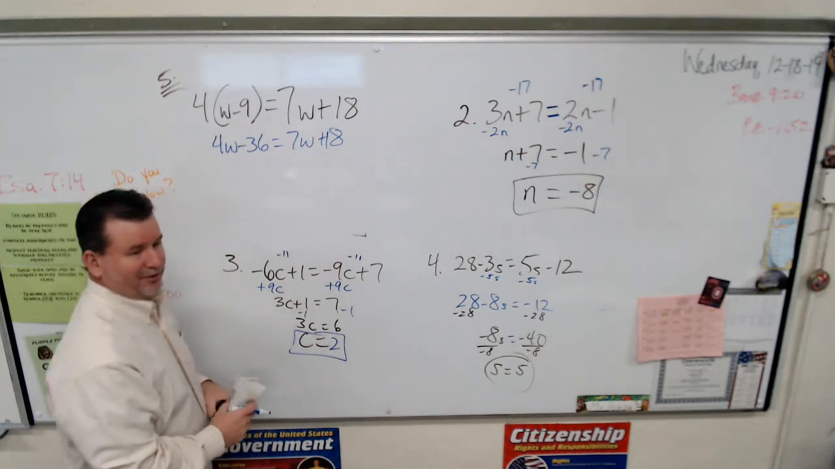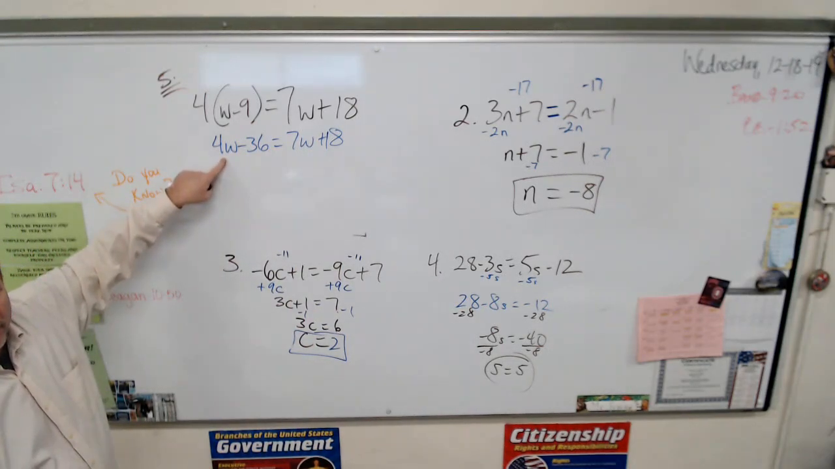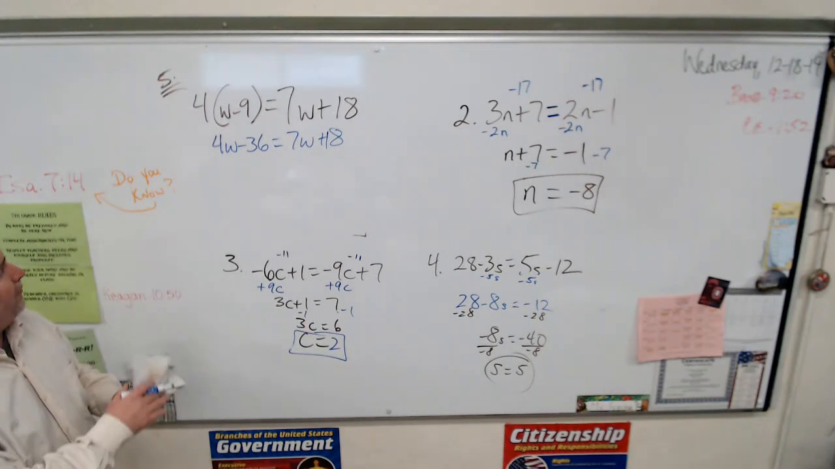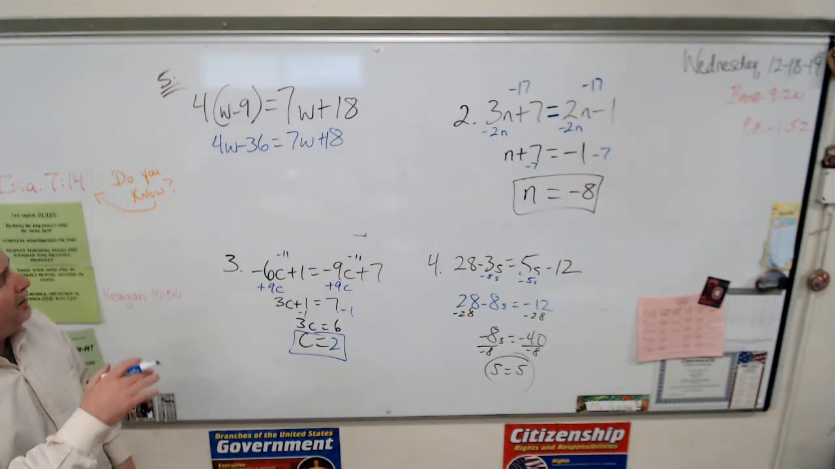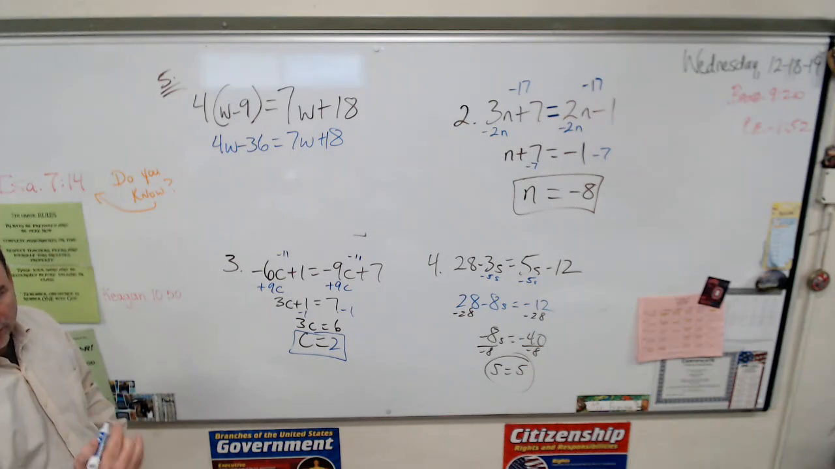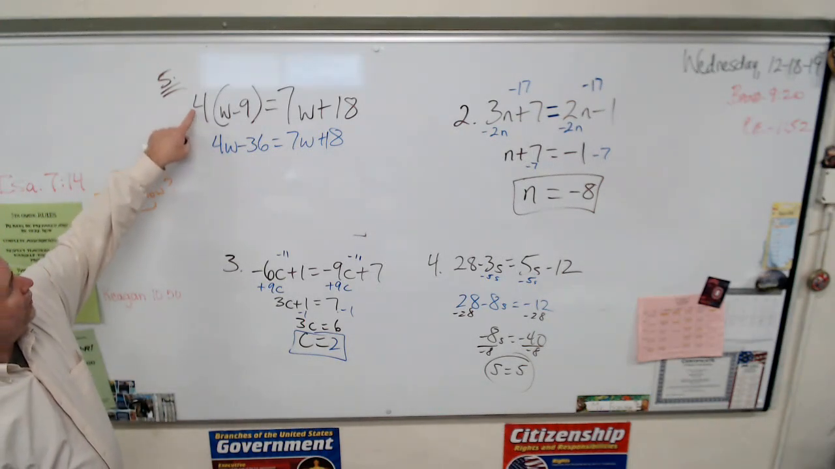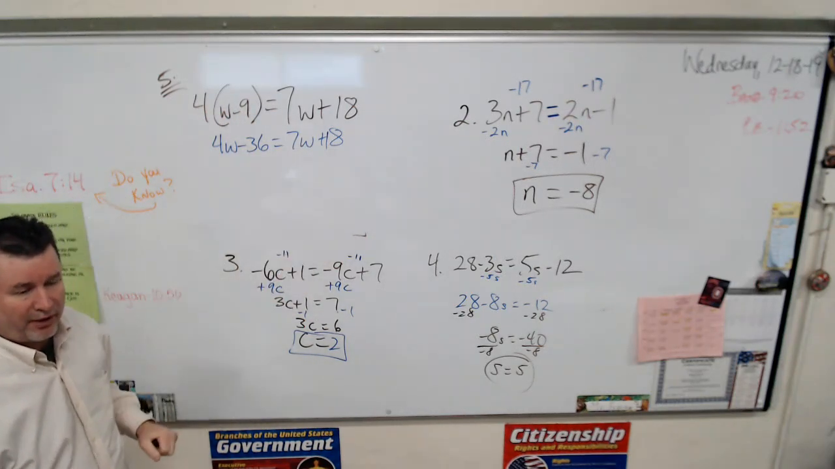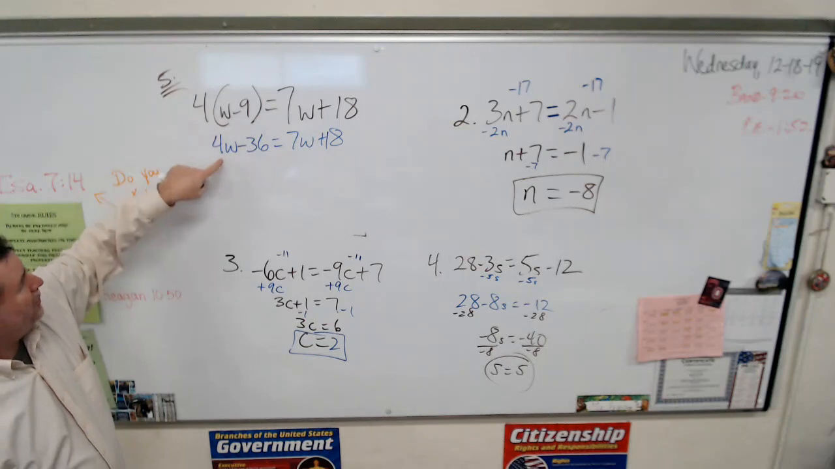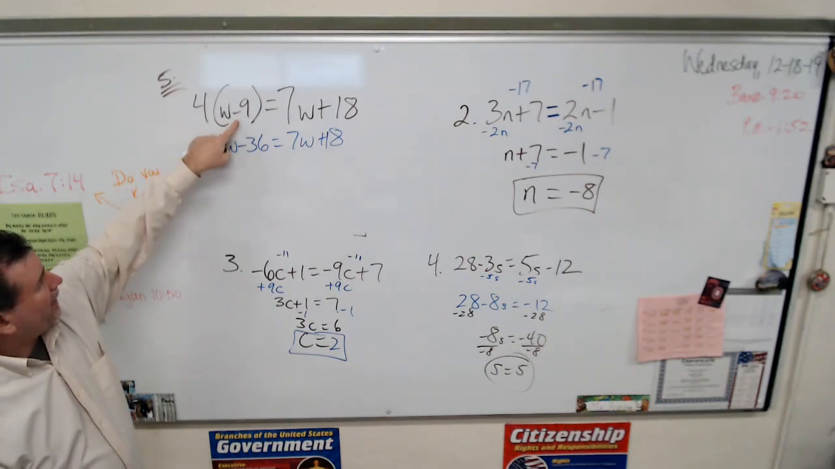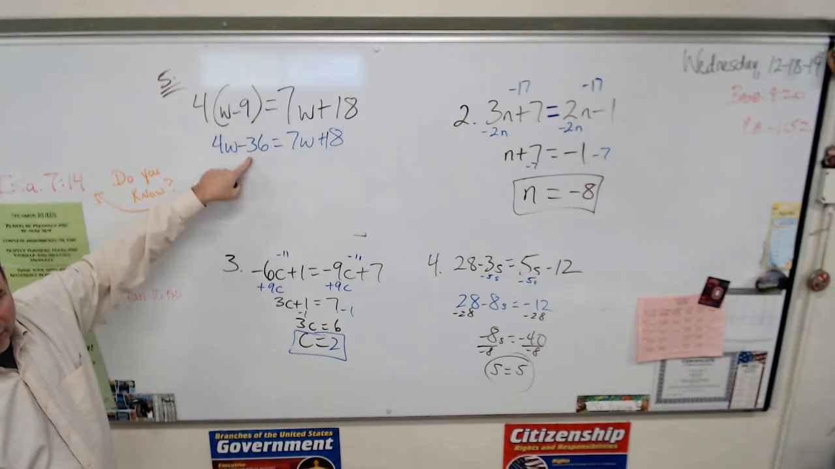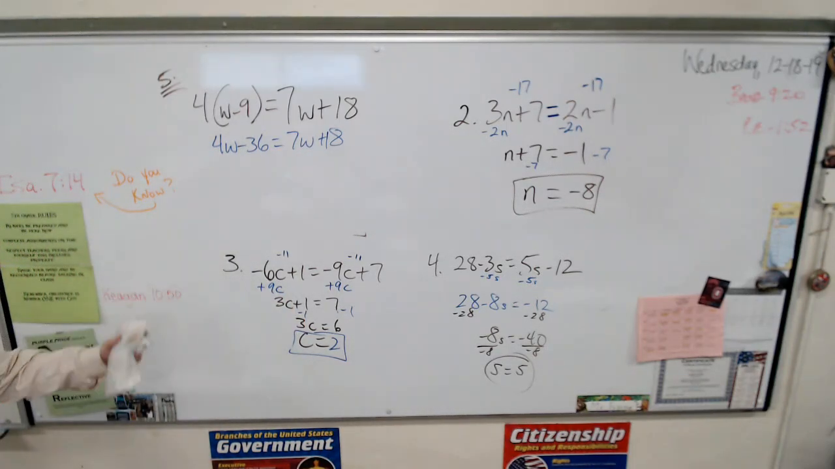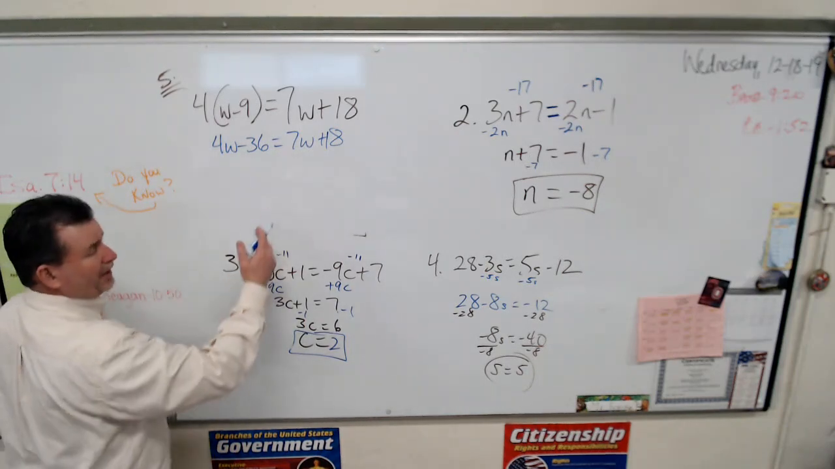You get this? Okay. Whenever there's a value written outside the parentheses, and it doesn't have a plus sign, a minus sign, or a division sign, what's it mean to do? Multiply when they're written right next to each other. So you distribute the 4 through everything inside the parentheses. 4 times W, 4W. 4 times negative 9, negative 36. You with me? So this stays the same. Now we're back to our basic algebra. How do I get rid of the 36? Plus 36.